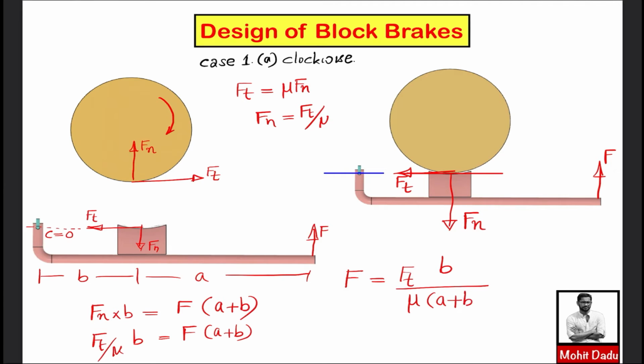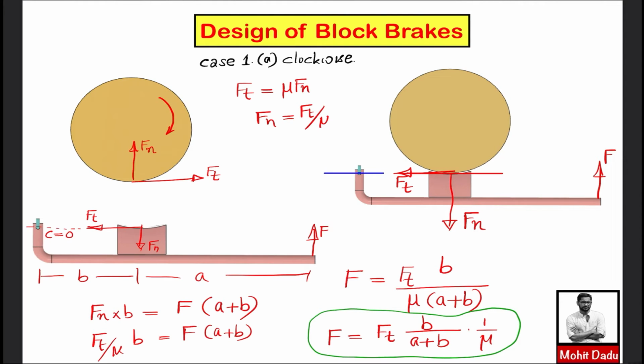So this is the expression that we are having, or I can write it as F is equal to Ft into B divided by A plus B into 1 by mu. So this is the expression that you are getting. In a similar way you can find the tangential force in terms of F. So Ft is equal to F into A plus B into mu divided by B.